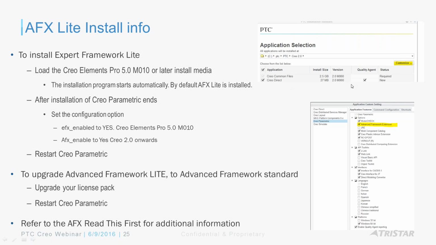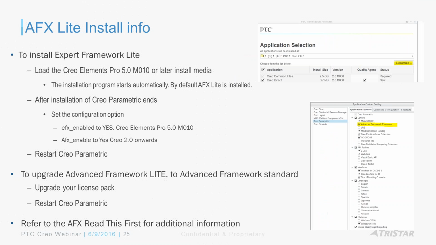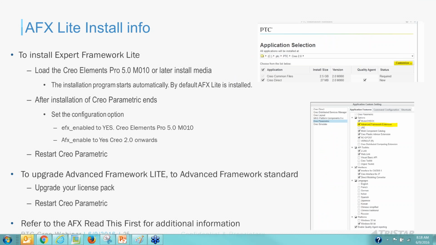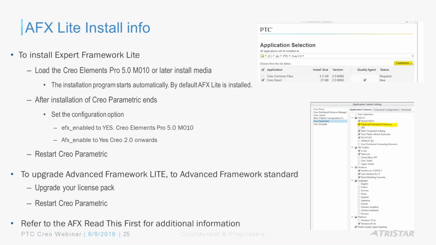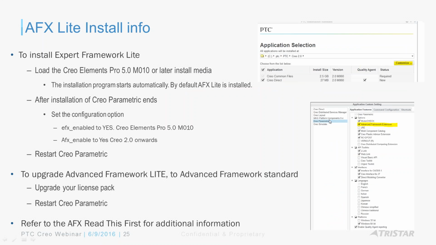Remember to run the installer again in Creo Parametric or in Wildfire 5, and remember to turn on this advanced framework extension or expert framework extension, depending on the release that you use. In Creo 3, it's automatically checked, but in the previous releases, it may not be. So just remember that when you install it, you can customize right in here. When you customize, you get to select what features get installed, depending on the licenses. But if you want the light functionality, you want to make sure that's installed.